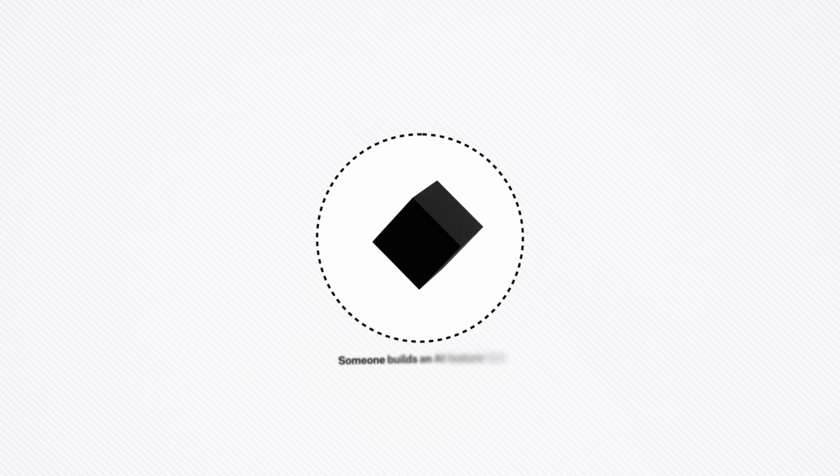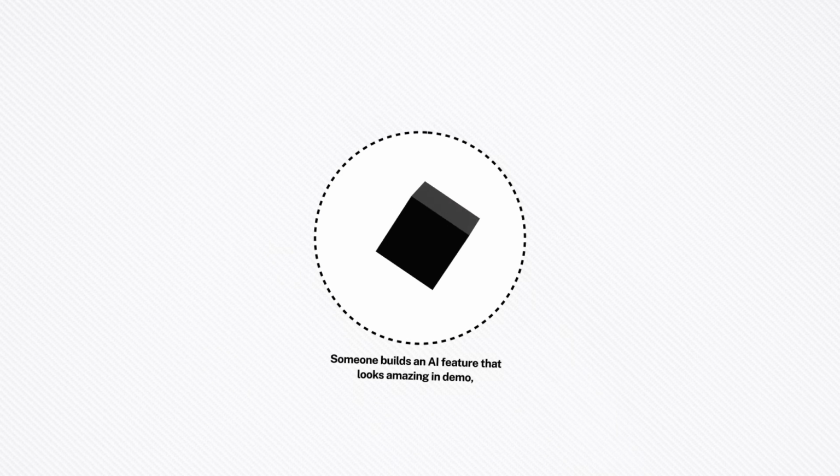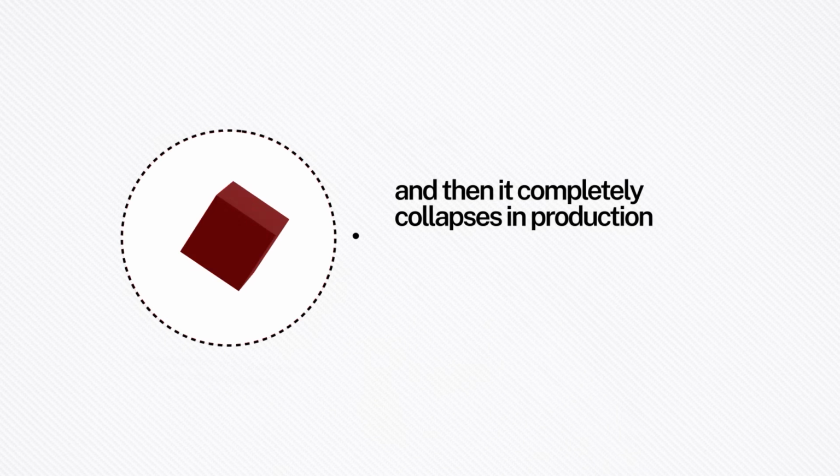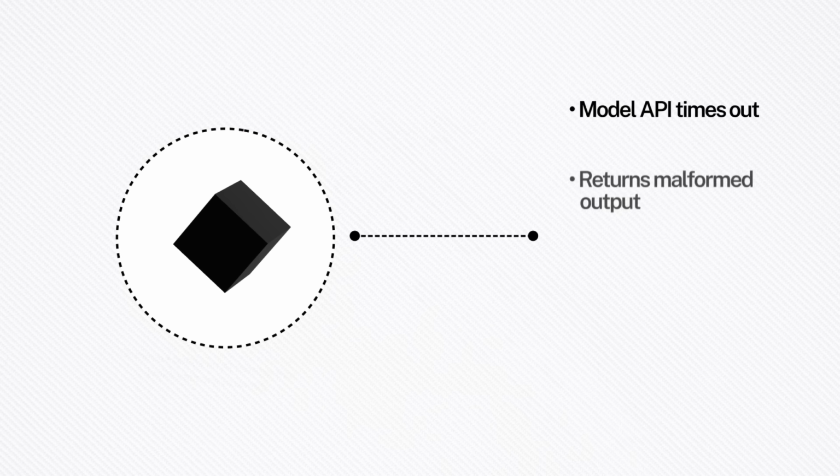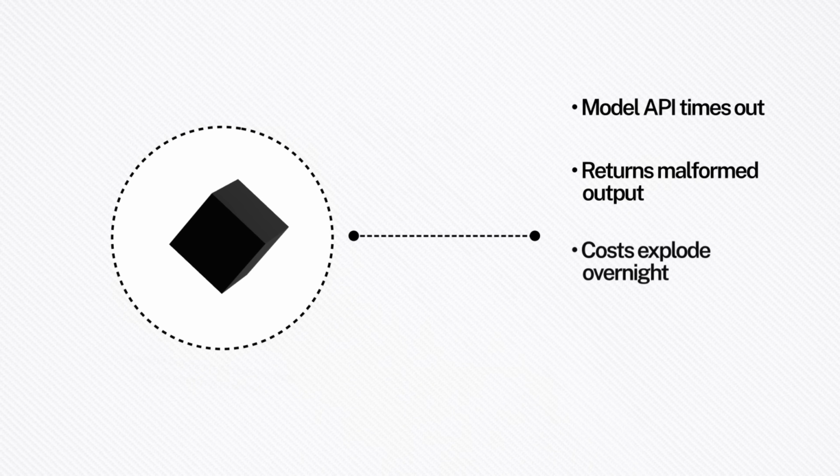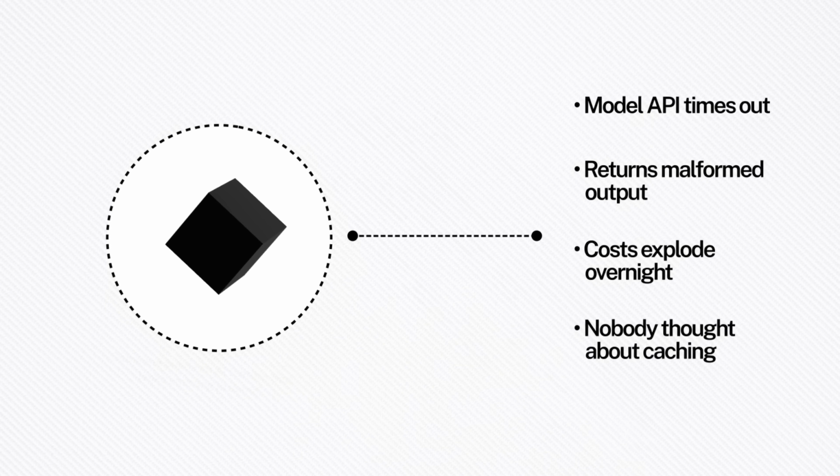I've seen this happen so many times. Someone builds an AI feature that looks amazing in a demo, and then it completely collapses in production because the model API times out, or returns a malformed output, or costs explode overnight, or nobody thought about caching.